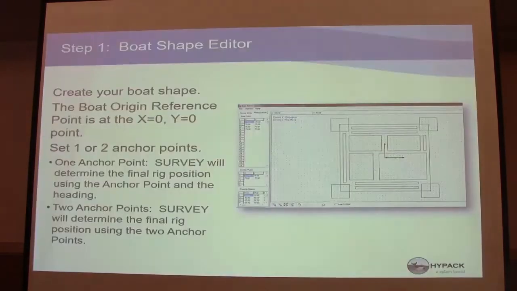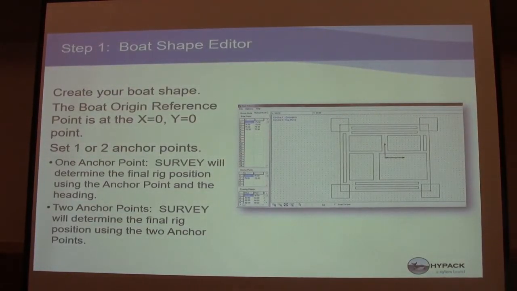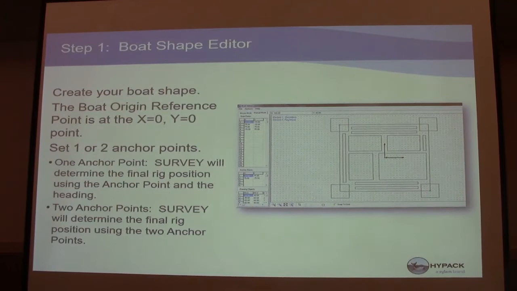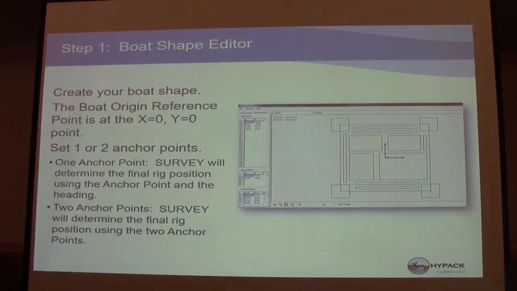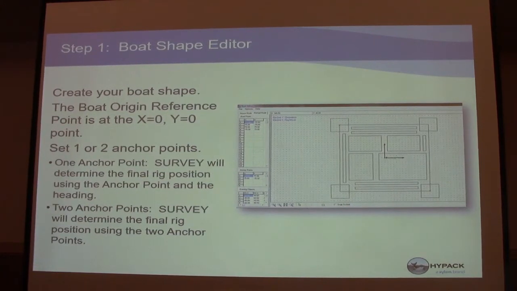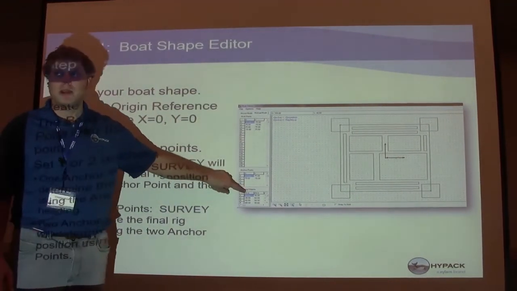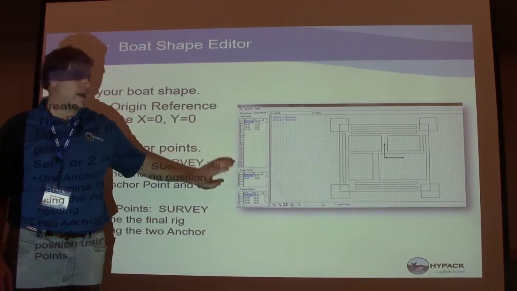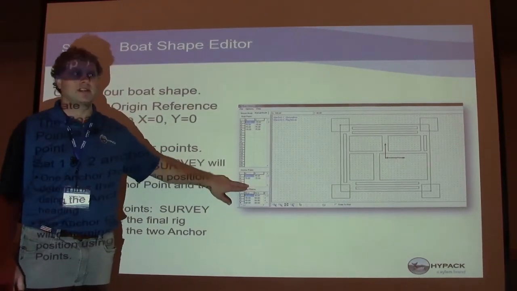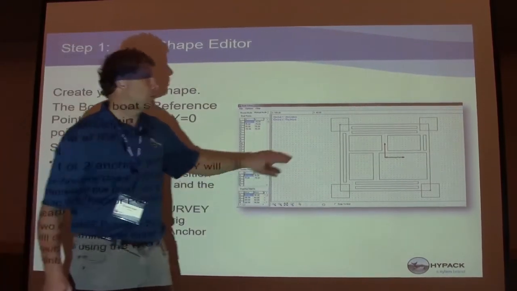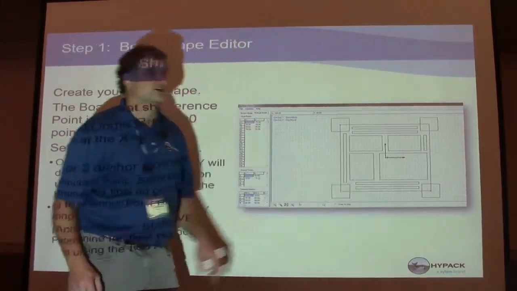Okay? Rig moves. We talked about this a little bit with the ghost shapes, and we have a rig and anchor handling routine in here. With this routine, you're going to create a boat shape, and you're going to put anchors where they're located on your rig. So in this example right here in the boat shape, you've probably never used it, but everybody's seen it. We have anchor points down here, and you place the anchor points here at the anchor locations.